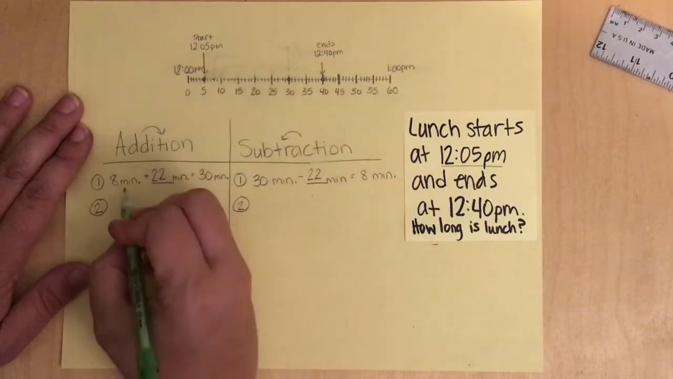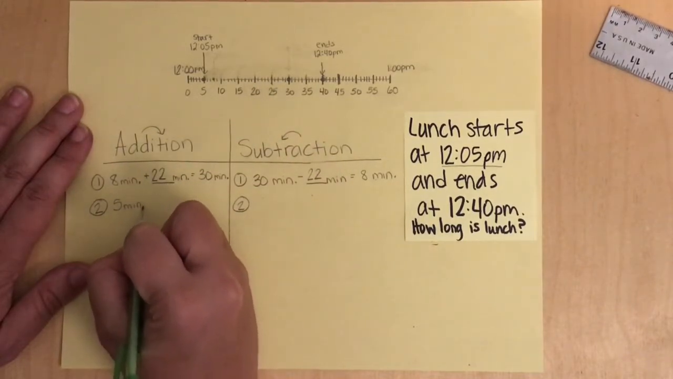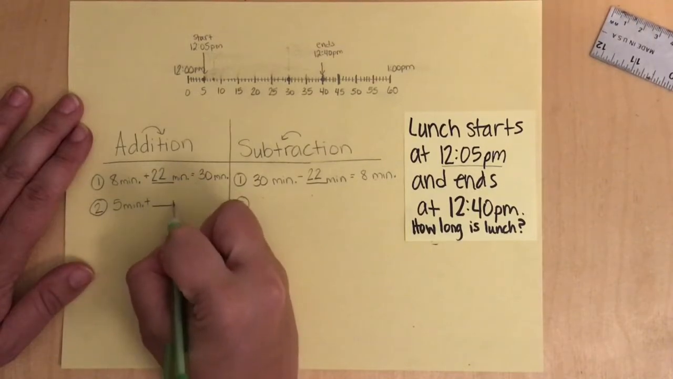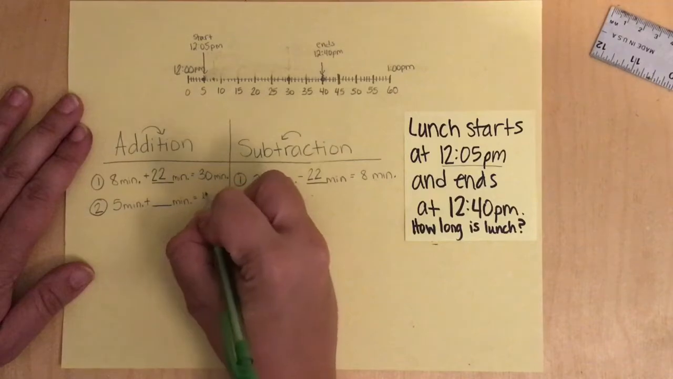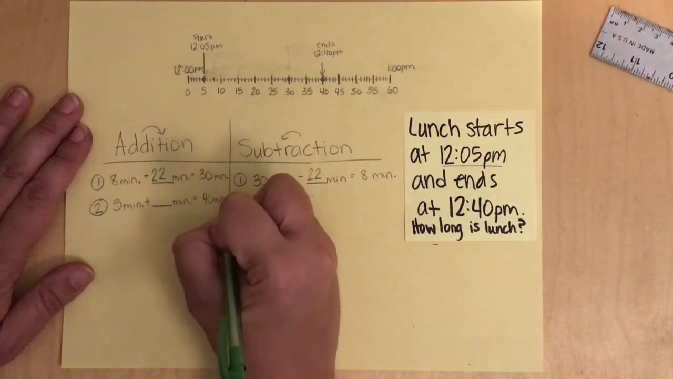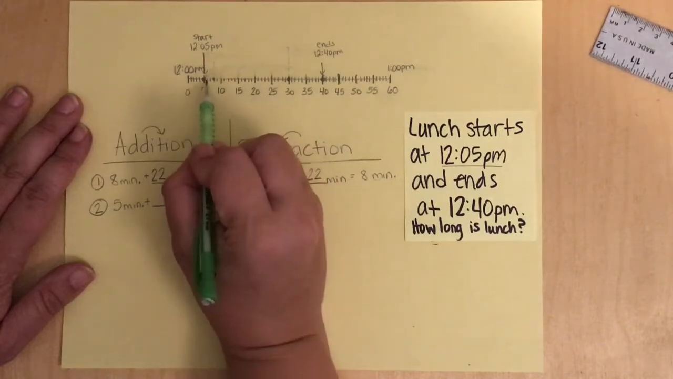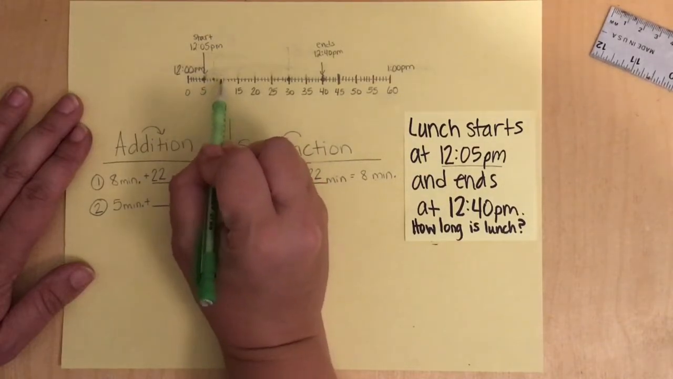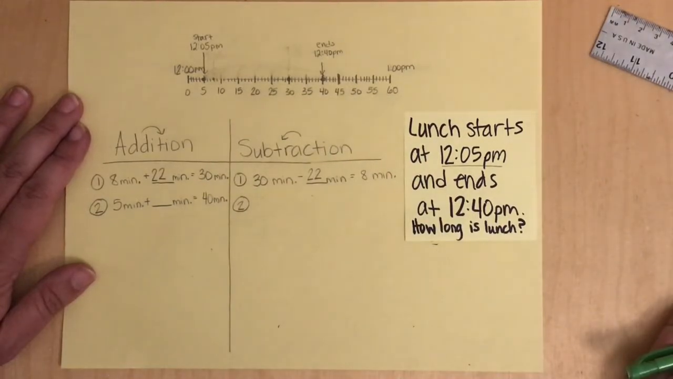You should have noticed that we started at 12:05, so we're at 5 minutes. And then we don't know how many minutes we're going to add. So 5 plus something equals 40 minutes. Now I get to use my timeline to help me figure this out. If I start at 5, I notice something really cool. I only have to count by 5s. I don't have any 1s to count by. Go ahead and count by 5s right now to find your answer.